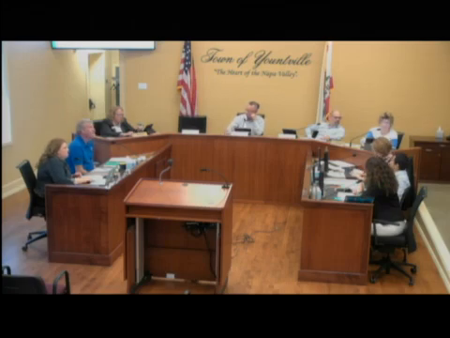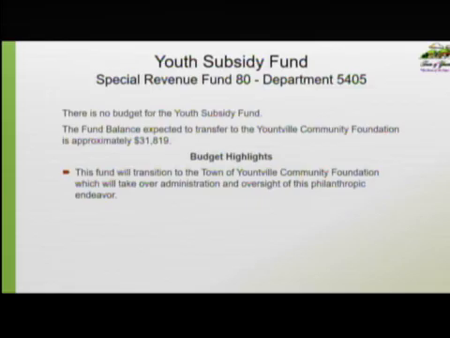Okay, youth subsidy. Youth subsidy is Special Revenue Fund 80, and there is no budget for this youth subsidy fund, but we have to include it for the next several years just for transparency's sake. This is one of the funds that will transition to the Town of Yountville Community Foundation, and that board will take over administration and oversight.